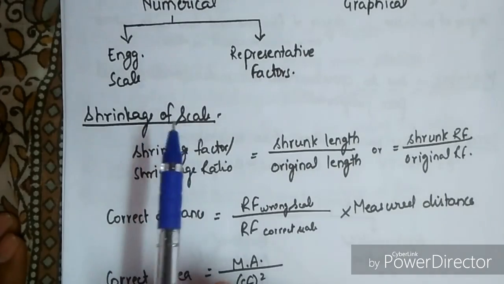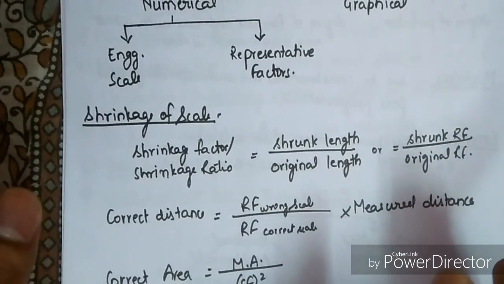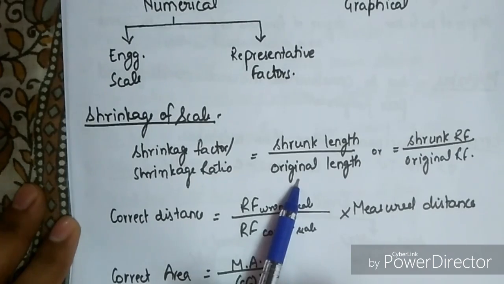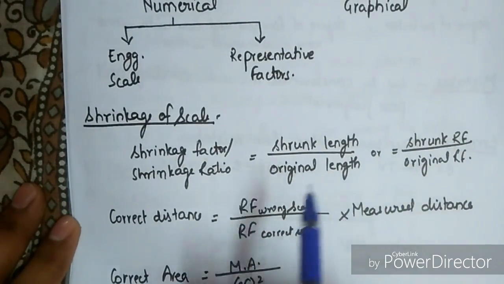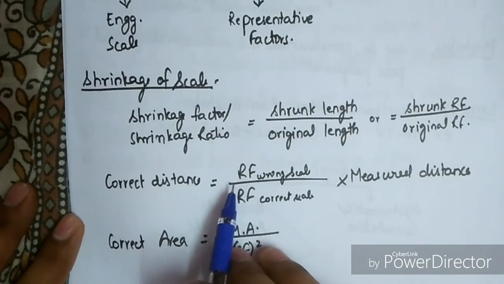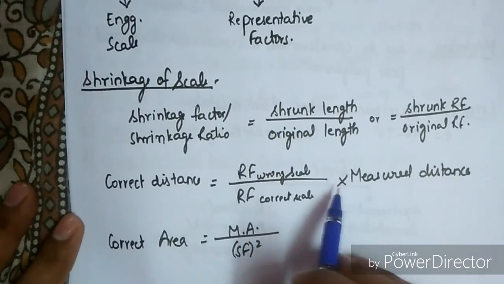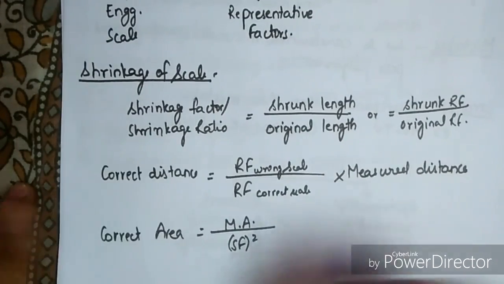In the case of shrinkage of scale, that is when the paper is reduced in size, or the scale or the tape is reduced in size, then we use the shrinkage factor or shrinkage ratio. It is the ratio of shrunk length upon original length, or shrunk representative factor upon original representative factor. Now the correct distance determined for this shrinkage scale is representative factor of wrong scale upon correct scale into measured distance. If we want to determine the corrected area, then it is measured area into the shrinkage factor squared. In the case of correct volume also, we use a similar formula, and here we use the cube.